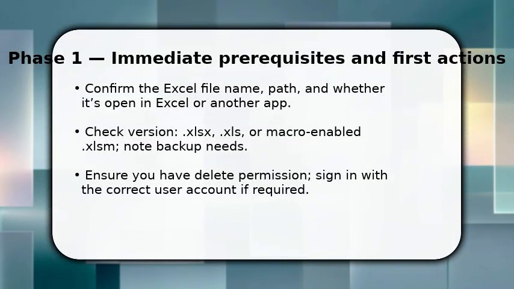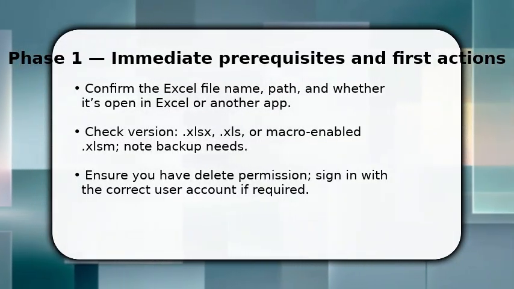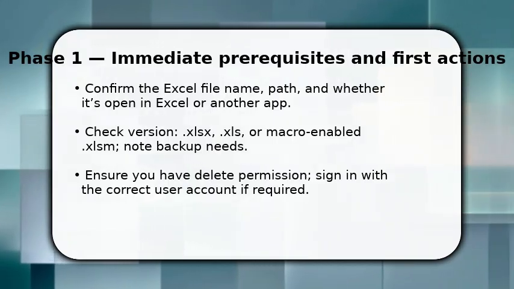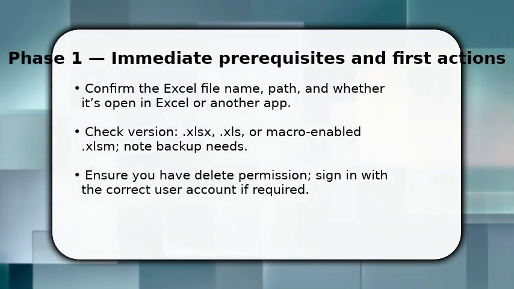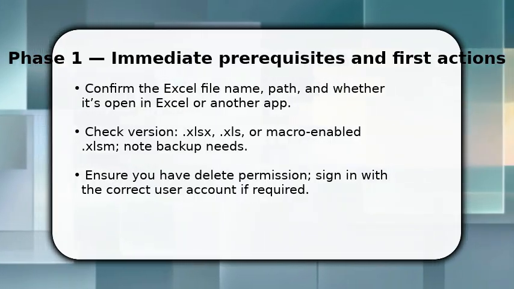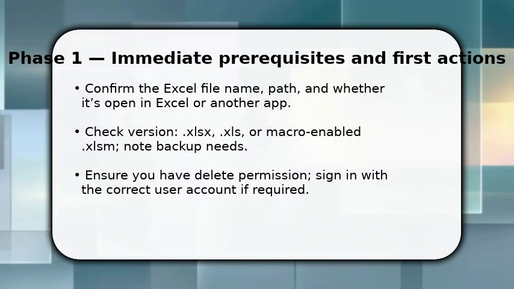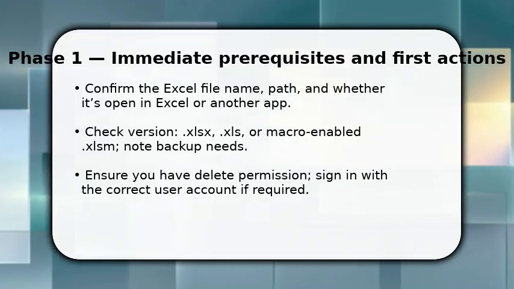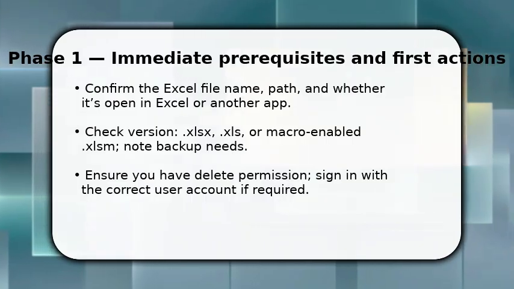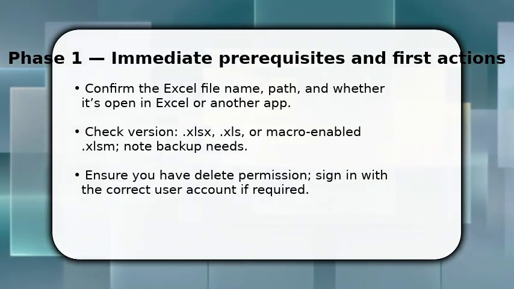You'll start by locating the exact file and confirming it's not in use. If it's open, save changes and close Excel, otherwise a lock will block deletion. Once done, verify file type, XLSX, XLS, or XLSM, because you might want a backup for macro-enabled workbooks. Make sure you're signed into the account that has delete rights. If not, switch users or request permission.